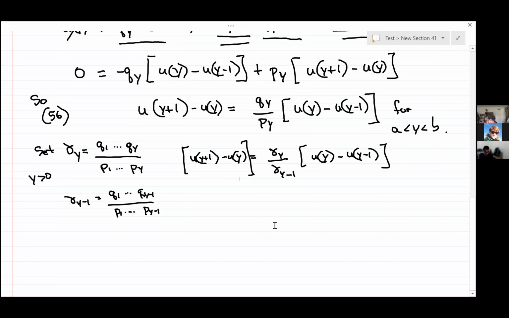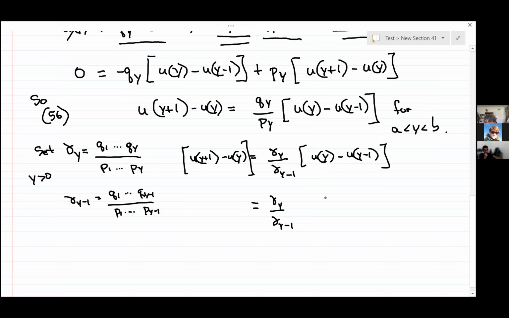Well, you can repeat this. Let's do it one step more, at least. So I'm just tacking onto this equation here. I'm going to keep the gamma y and the gamma y minus 1 there. But this difference, I'm going to pretend that that's the bigger one. And so I'm going to subtract 1 from these.